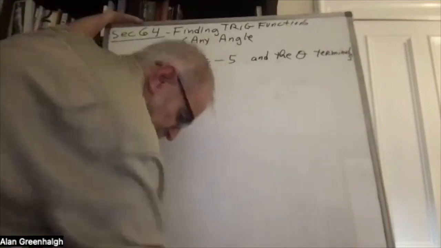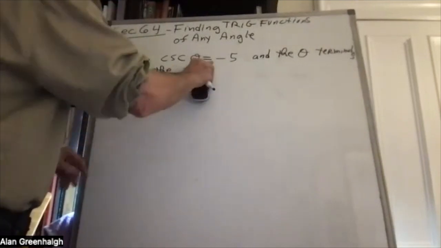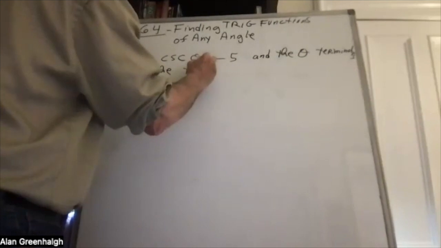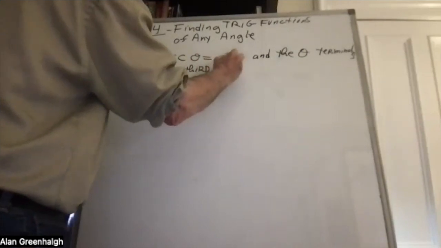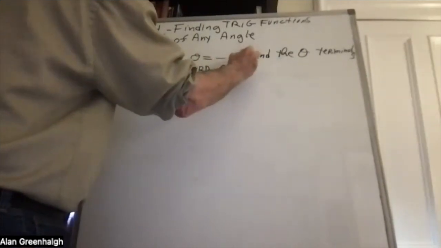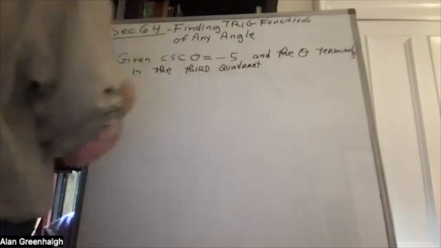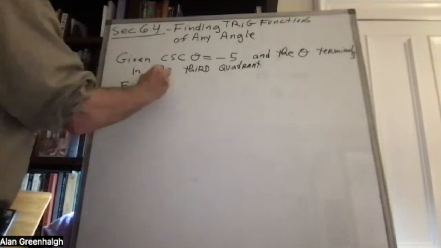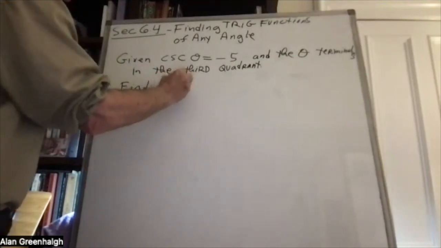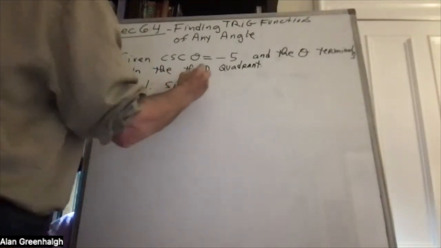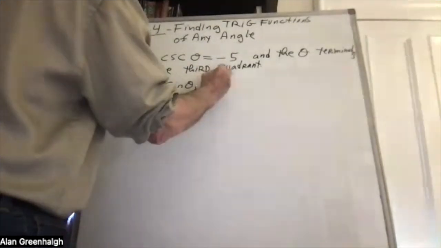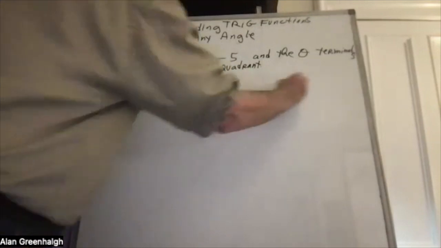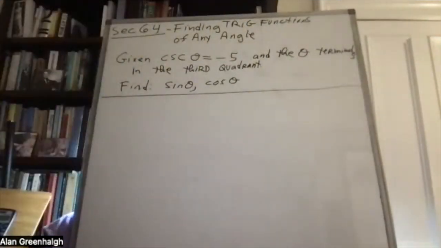That's not how you spell third. T-H-I-R-D, third. Third quadrant. Find the sine of theta and the cosine of theta. I don't know.